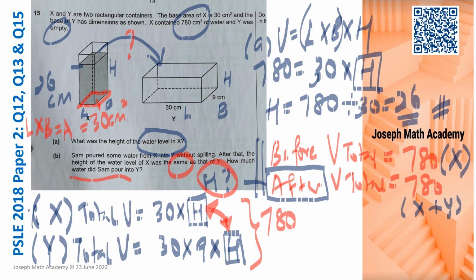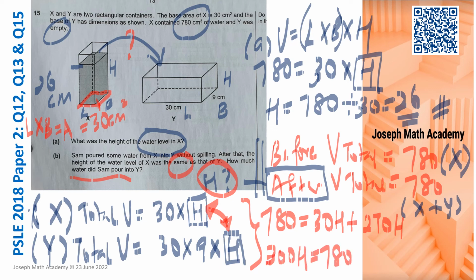So let's write down a very simple equation. It means that 780 must be 30h plus 270h. That means 300h is 780. H alone is 780 divided by 300. That gives us 2.6. So 2.6 is the common height for both X and Y in the end.